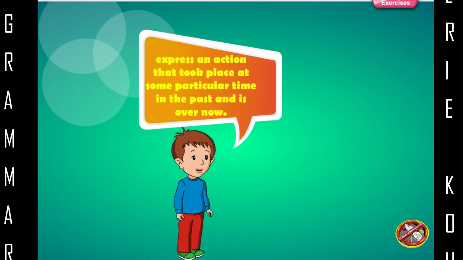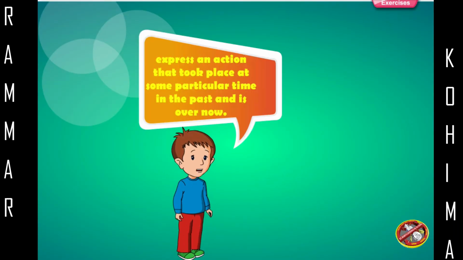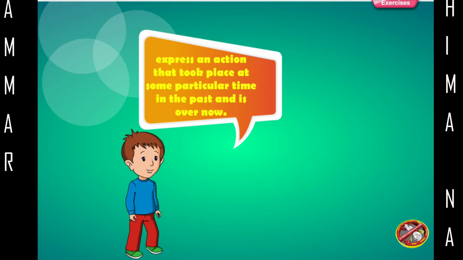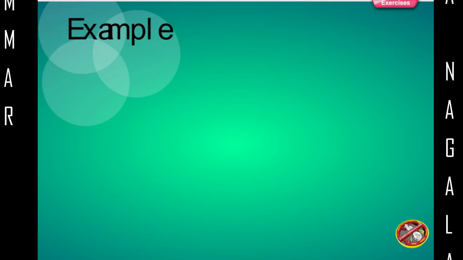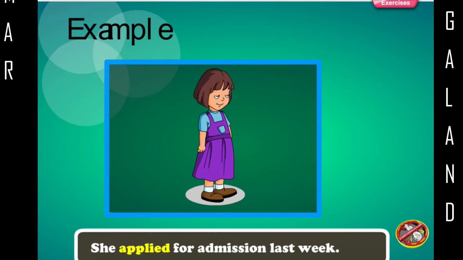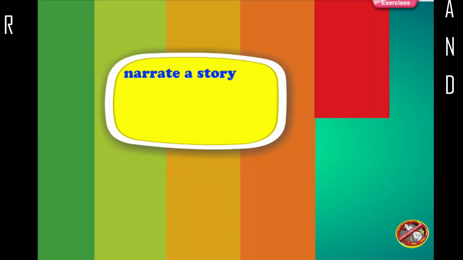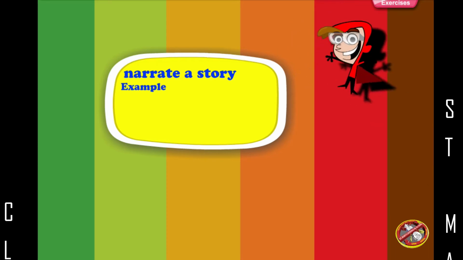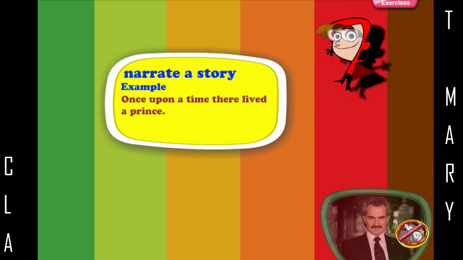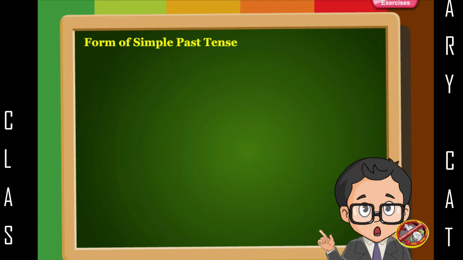Express an action that took place at some particular time in the past and is over now. Example. She applied for admission last week. Narrate a story. Example. Once upon a time, there lived a prince. Form of simple past tense.